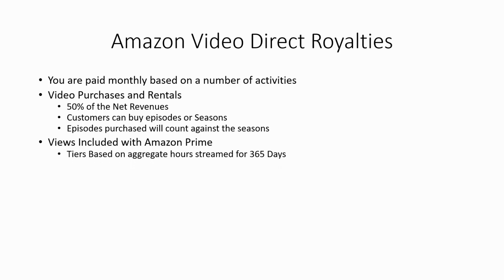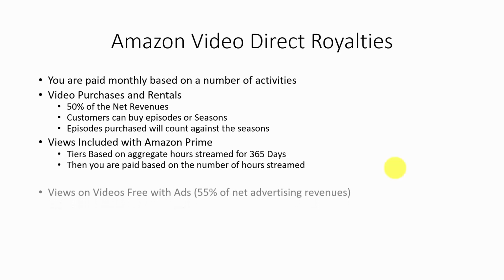And there are going to be different tiers of activity based on the aggregate hours streamed. So for example, every year Amazon will determine how many hours people are streaming your videos, and that'll put you on a certain tier to be paid more or less. The more hours that people are streaming your videos, the higher your rate of pay, and you'll see that in the schedule. Now once your tier is determined, then you'll be paid based on the number of hours actually streamed. So you'll have a tier, and then you'll have streaming that will take place. And again, the higher your tier, the higher the rate of pay.